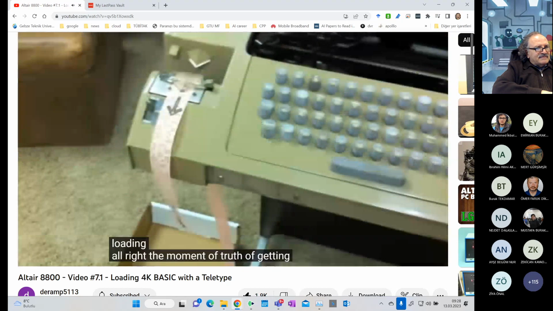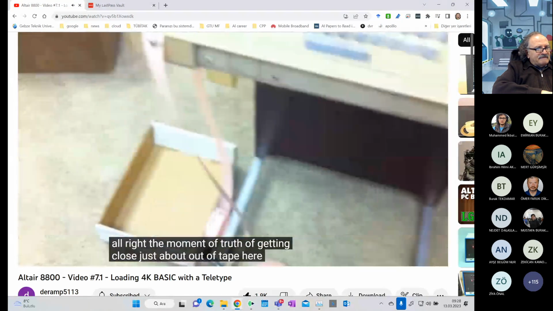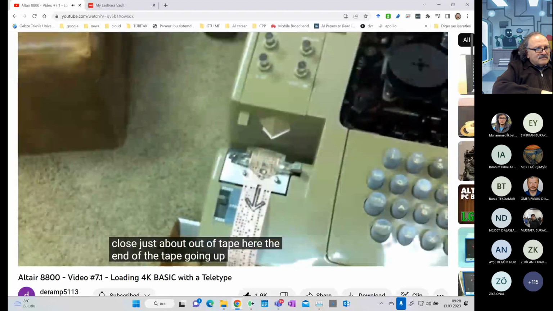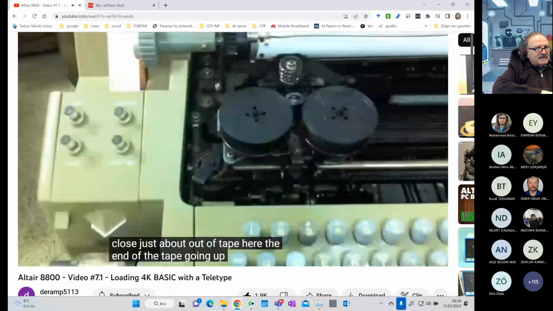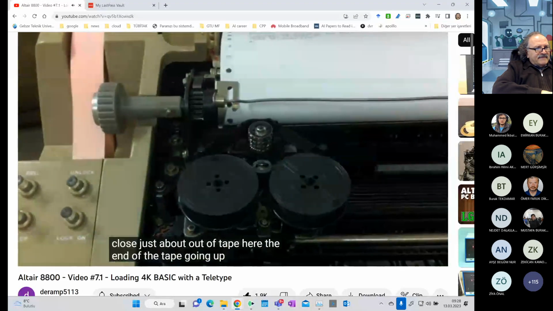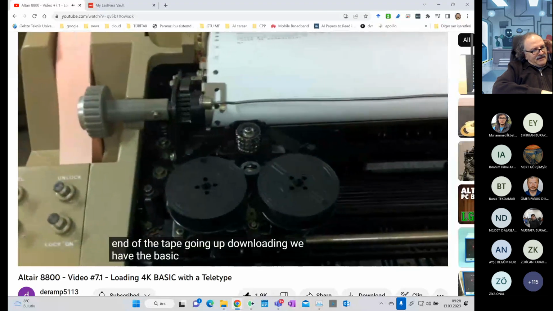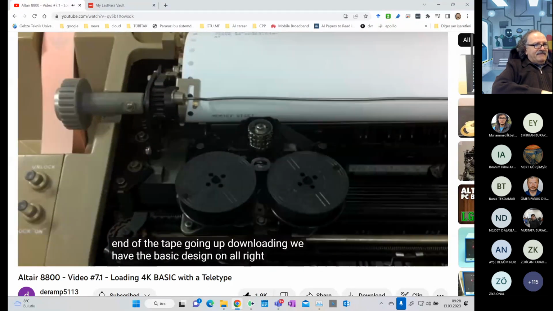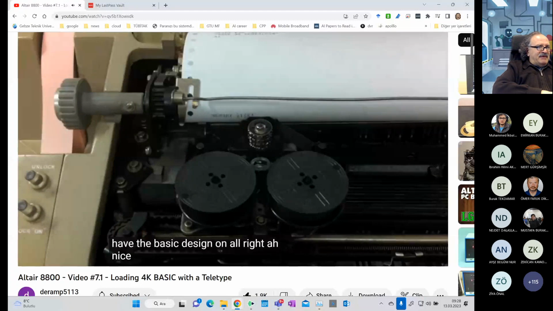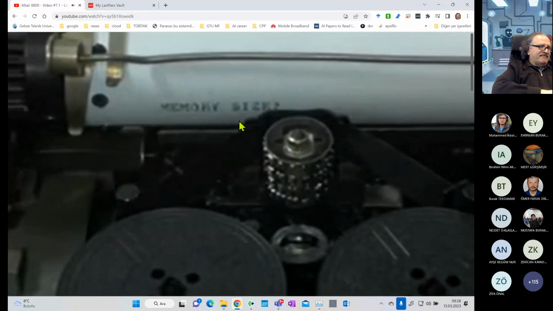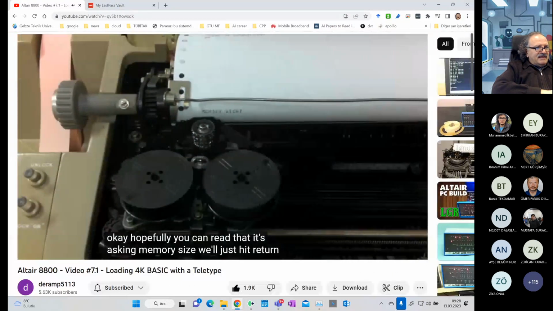All right, the moment of truth is getting close. Just about out of tape here. You can see the end of the tape coming up. Downloading. We hope to see the BASIC sign-on. All right, that's it. It is asking a question: memory size. The noise finally stops. Hopefully you can read that. We'll just hit return.